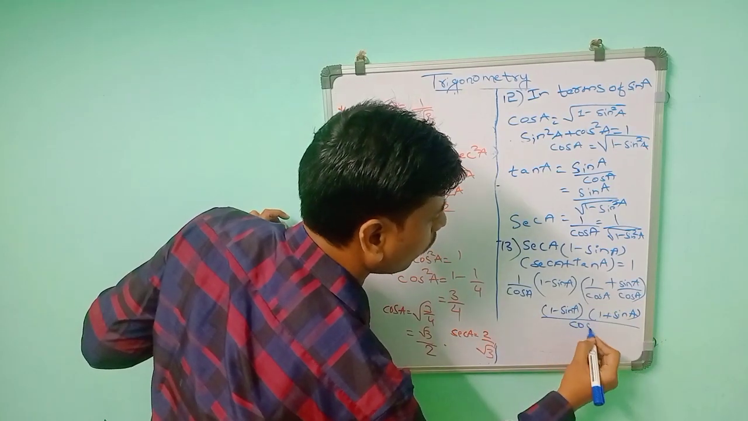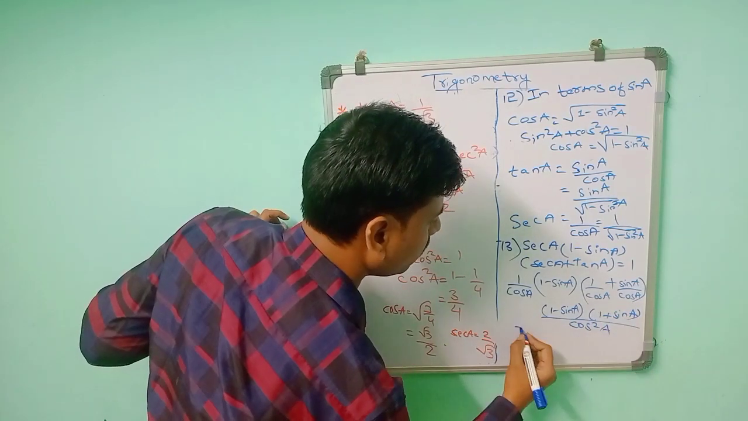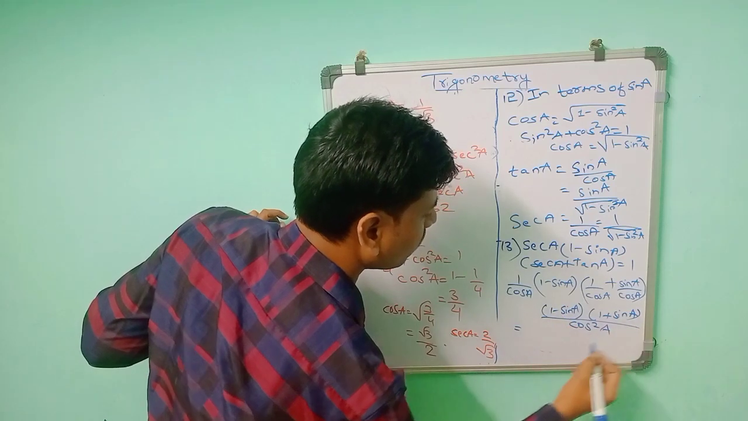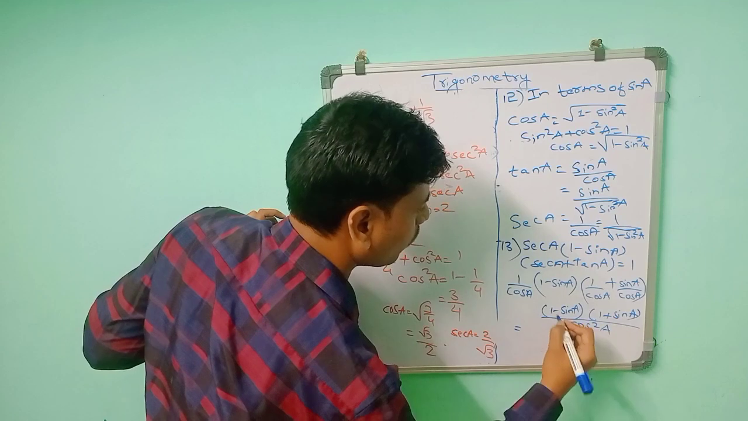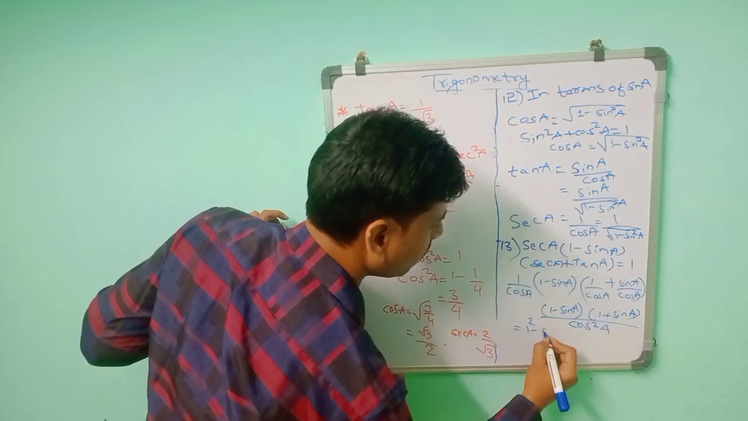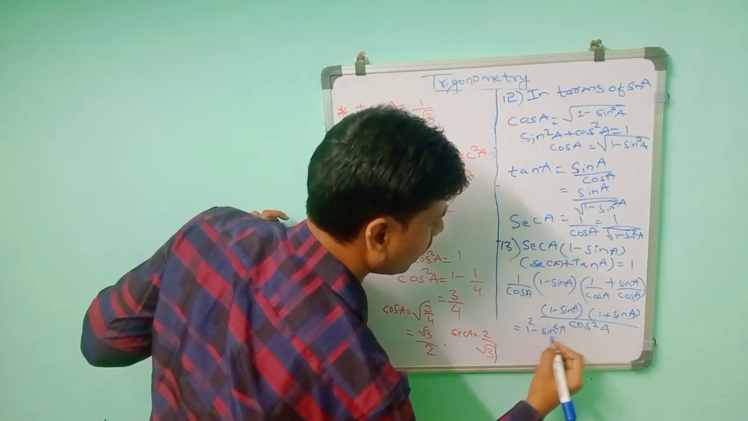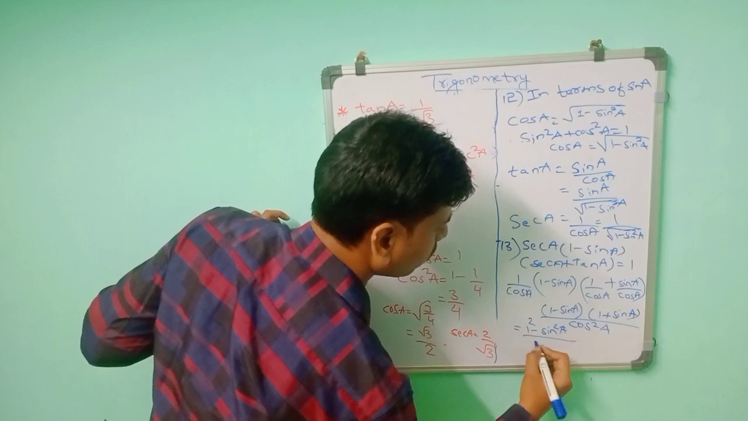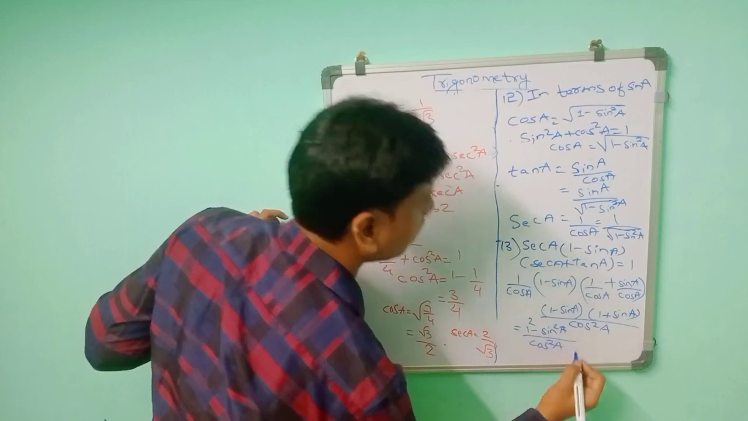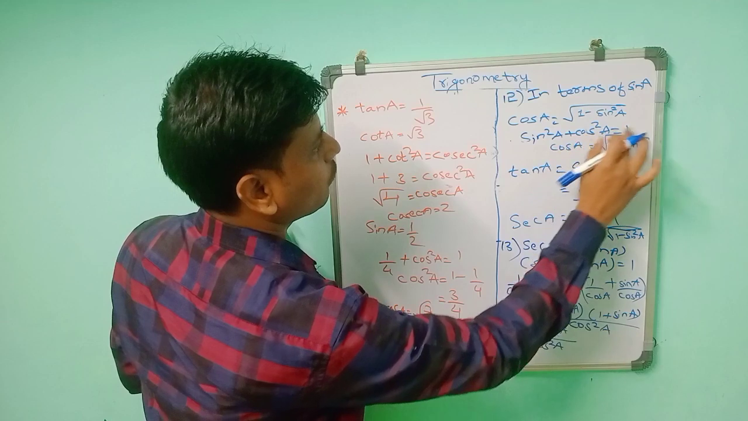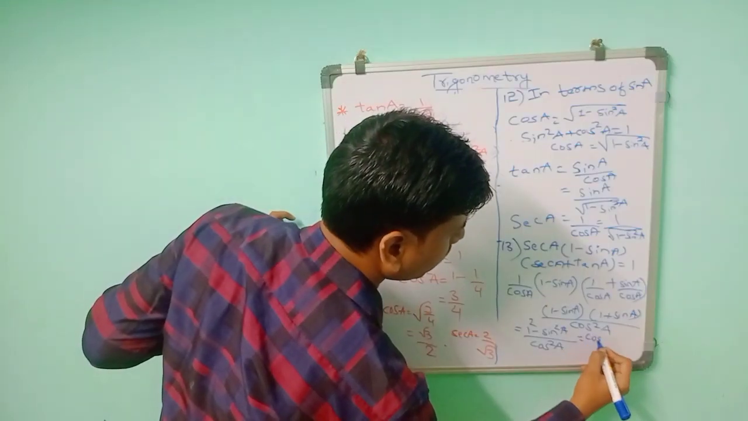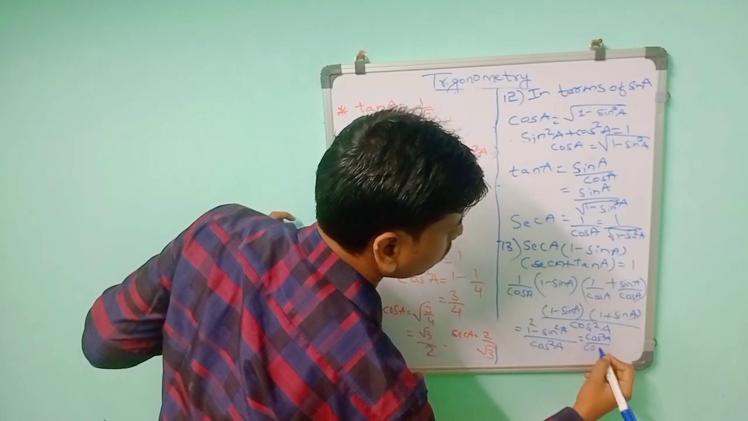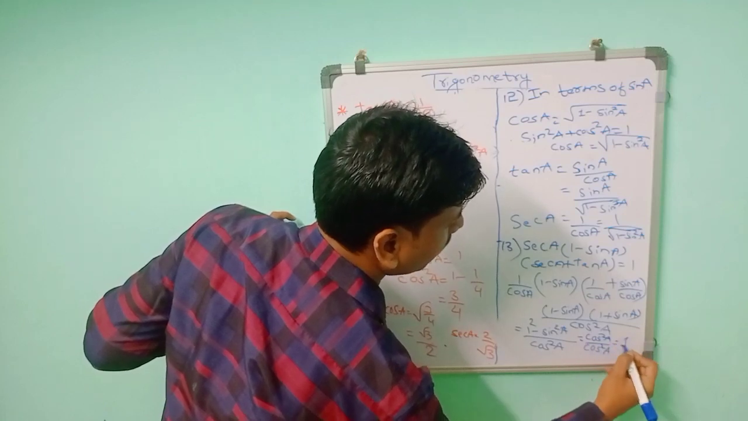It will become cos square A. This will be 1 minus sin A, 1 plus sin A. So A plus B into A minus B is nothing but A square minus B square. So 1 square minus sin square A divided by cos square A. Now 1 minus sin square A is nothing but, see here, sin square A plus cos square A is equal to 1, so 1 minus sin square A is cos square A only. So cos square A divided by cos square A gives the RHS value 1.